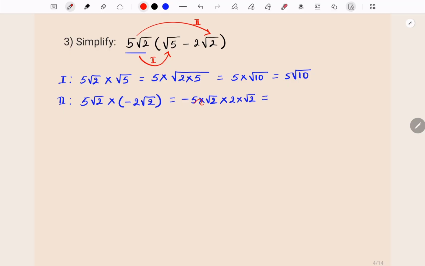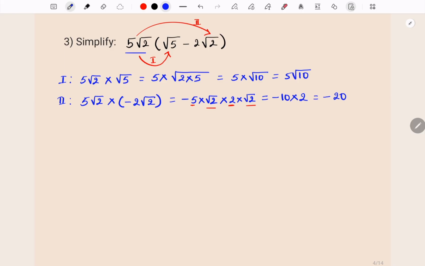So let's multiply. We have 5 and 2. 5 times 2 is 10. Don't forget this negative sign. And we have to multiply this root 2 with this root 2. Alright, so root 2 times root 2 is simply 2. So minus 10 times 2 is 20. So that is the result of the second multiplication.